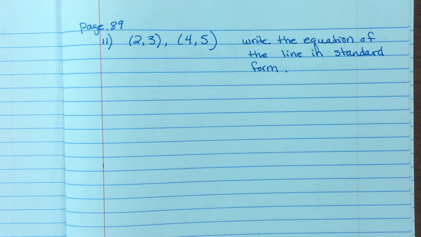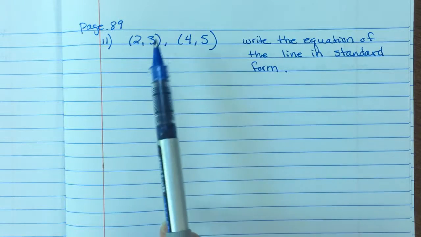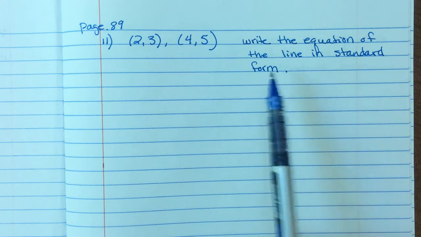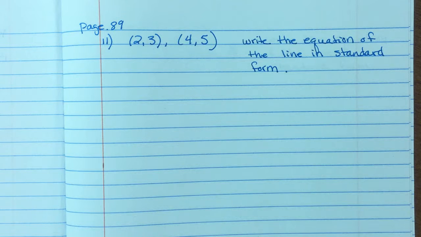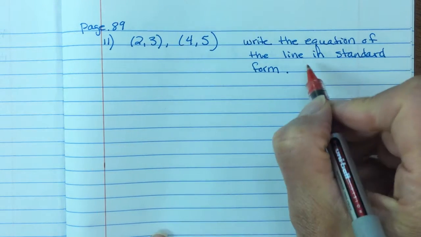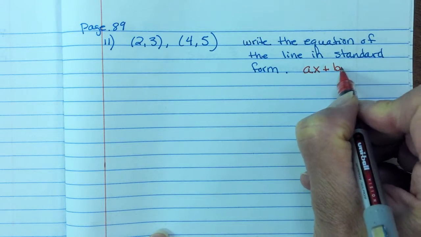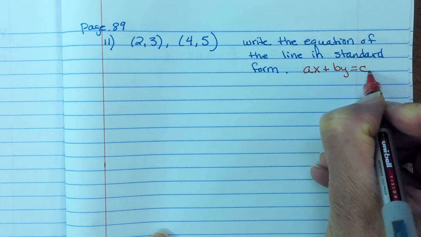Here's some somewhat tricky problems that are given to you in your textbook on page 89. They give you 2 points and they want you to write the equation of the line in standard form. Well, the first thing I want to think of is what's the equation of a line in standard form? That's going to look like ax plus by equals c.